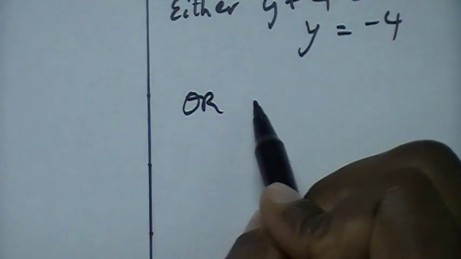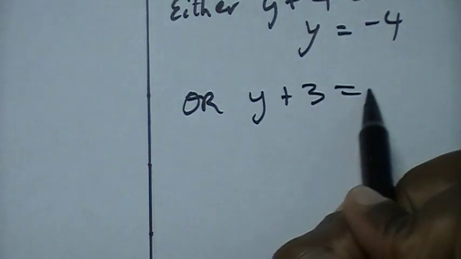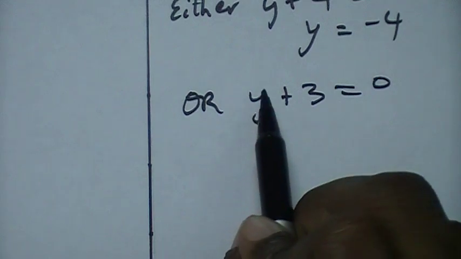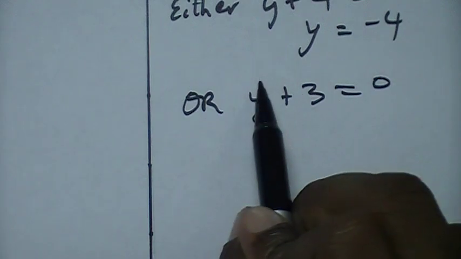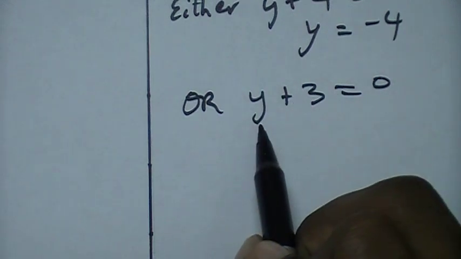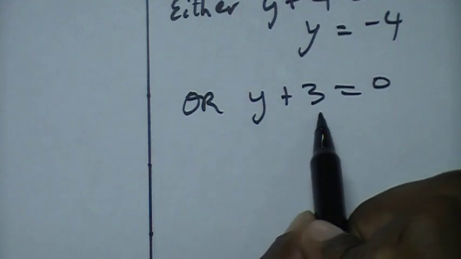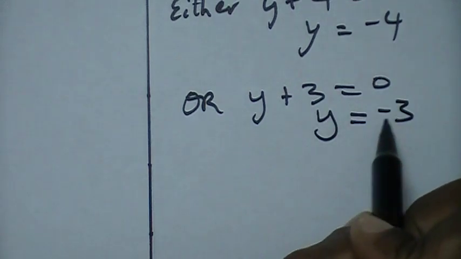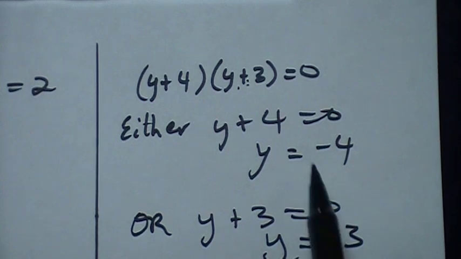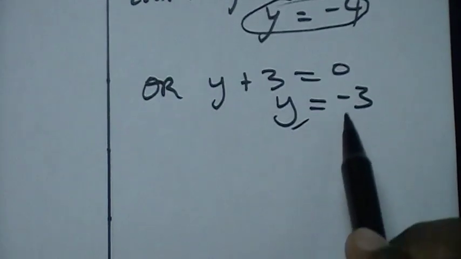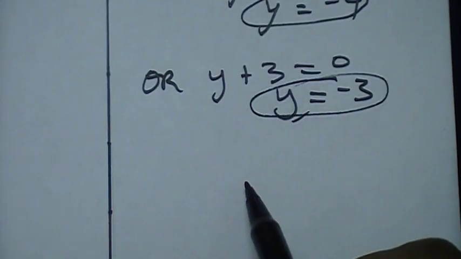Or y plus 3 equals 0. Obviously, this will be negative 3. Same size, opposite sign give us 0. We can subtract 3 from both sides. We have y equals negative 3. So these will be the two solutions. y equals negative 4 and y equals negative 3.